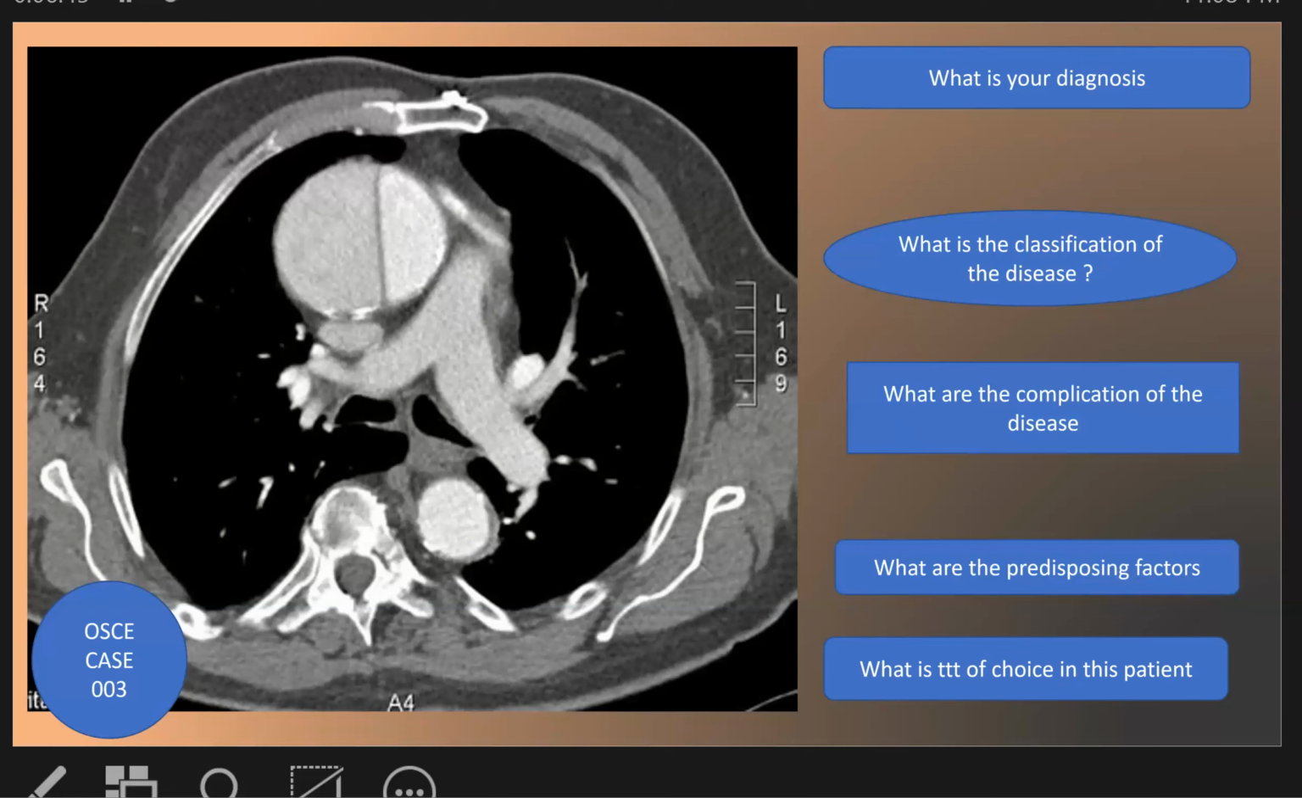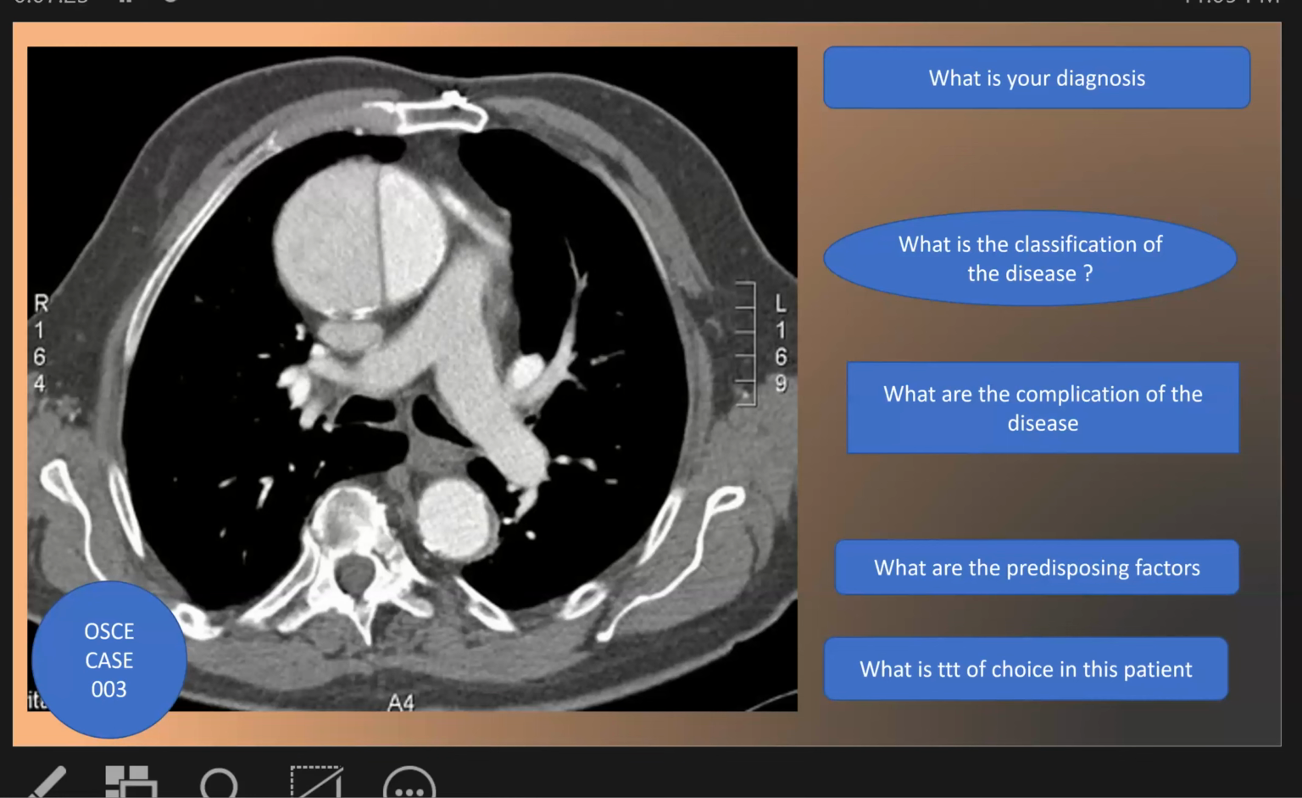In general, we have the Stanford classification, type A and type B. Type A involves the ascending aorta and descending aorta, or the ascending aorta alone without the descending aorta, and type B involves the descending aorta distal to the subclavian artery.